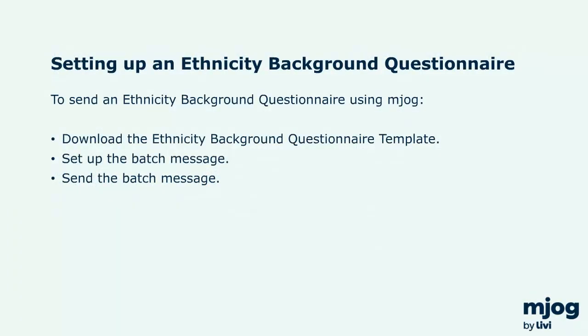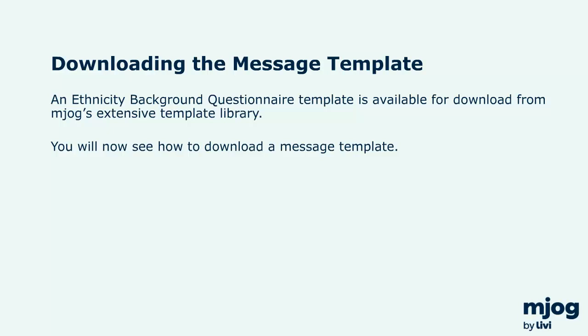To send an ethnicity background questionnaire using Mjog, you'll first download the ethnicity background questionnaire template, set up the batch message, and then send the batch message. An ethnicity background questionnaire template is available for download from Mjog's extensive template library. You will now see how to download a message template.